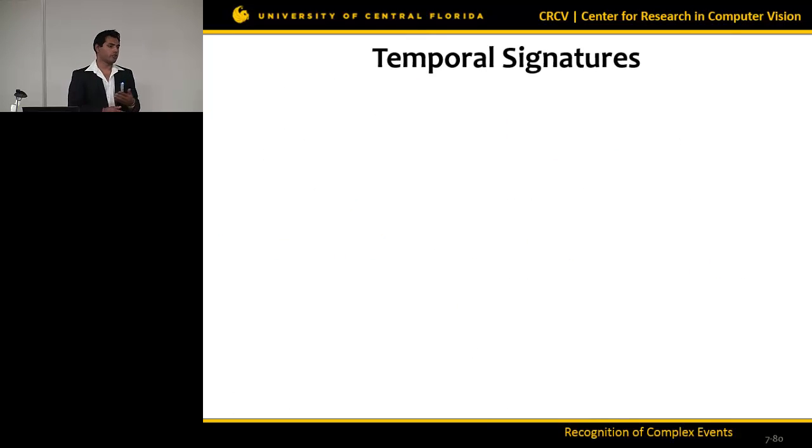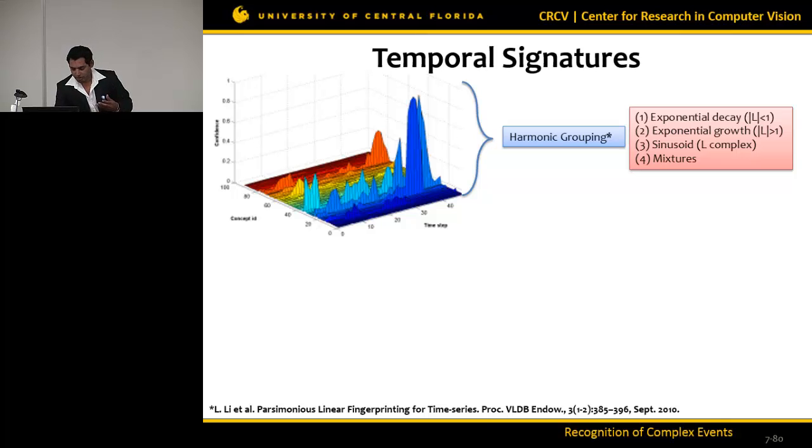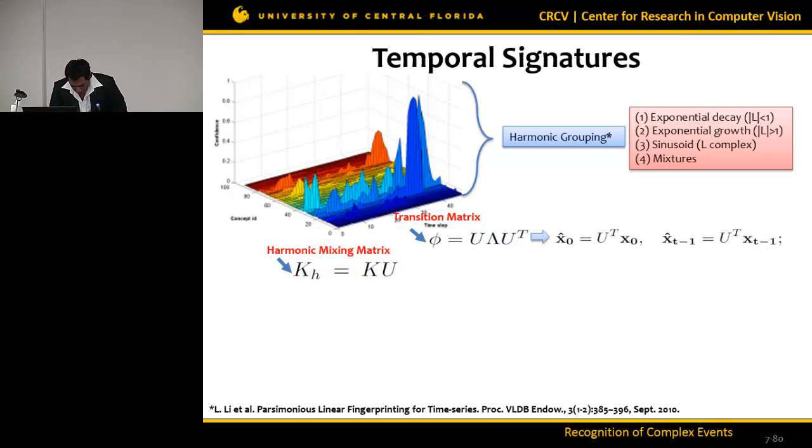The other part here is the temporal signature, which we also propose on the basis of harmonic grouping. What happens here is these different concept detectors show some sort of harmonic relationship with each other. And the idea is, given these harmonics, you can actually predict what kind of properties they possess. If you do a harmonic decomposition, you would see that if the eigenvalues are less than 1, then the time series shows some sort of exponential decay. If it's greater than 1, then it is an exponential growth. And if the eigenvalues are complex, then it shows some sort of sinusoidal properties of the evolution. Basically, the idea to find out these harmonics is using an SVD of the transition matrix, which can be expressed in the following equation.